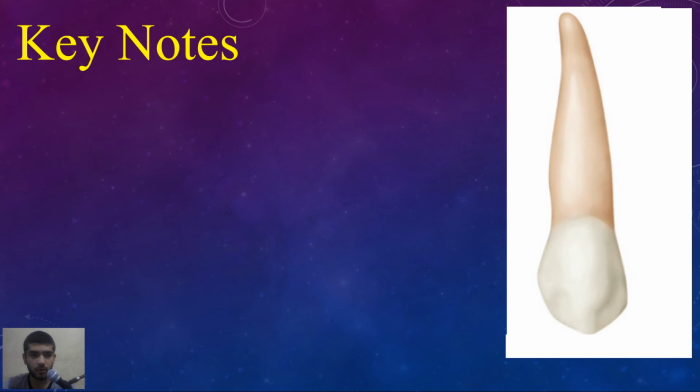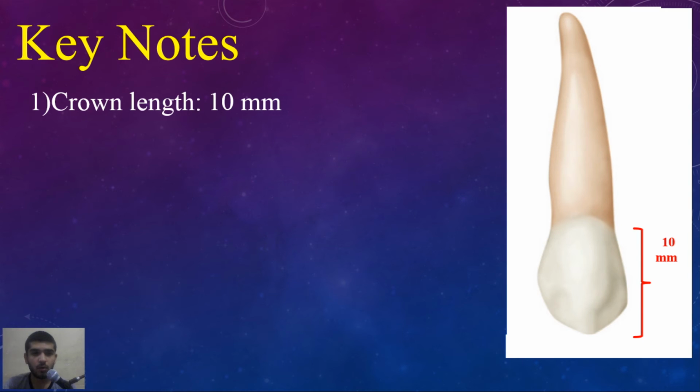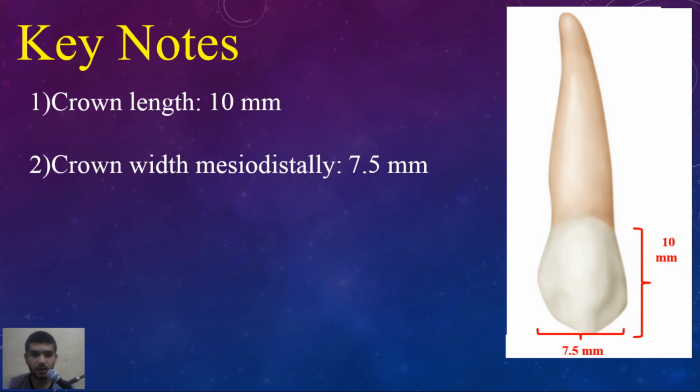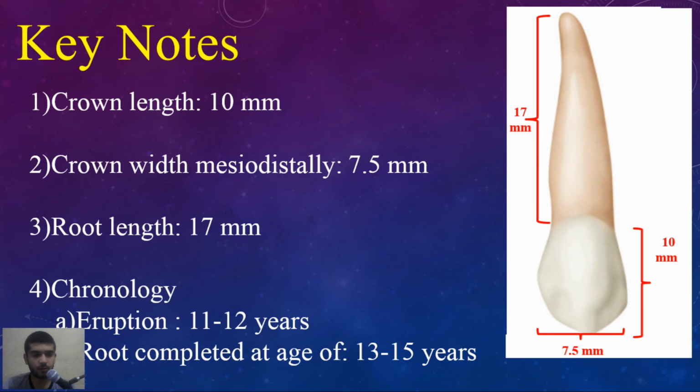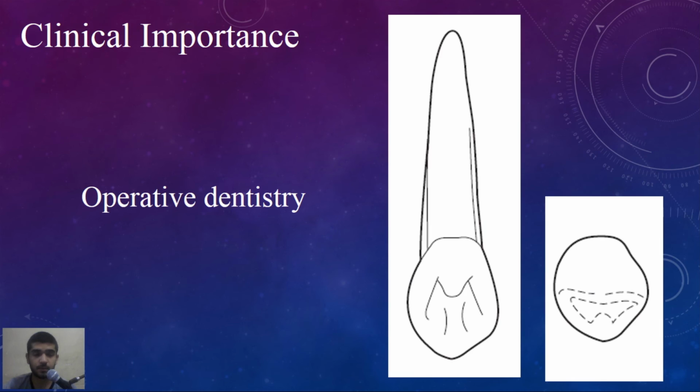Now we have some keynotes. The crown length is 10 mm, the crown width mesiodistally is 7.5 mm, and the root length is 17 mm, and we noted that this root is the longest of any root in the arch. For chronology, the eruption of this tooth is at the age of 11 to 12 years, and the root is completed at the age of 13 to 15 years.